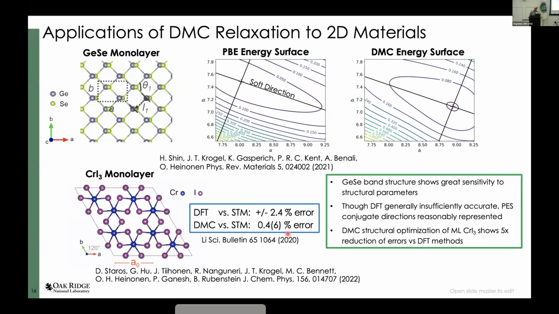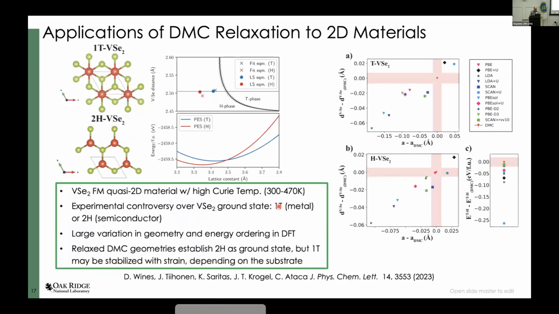That's what you'd expect diffusion Monte Carlo to be able to do if you were actually sampling its potential energy surface. This method just allows you to do so. And we get about a 5 times reduction over the DFT errors.